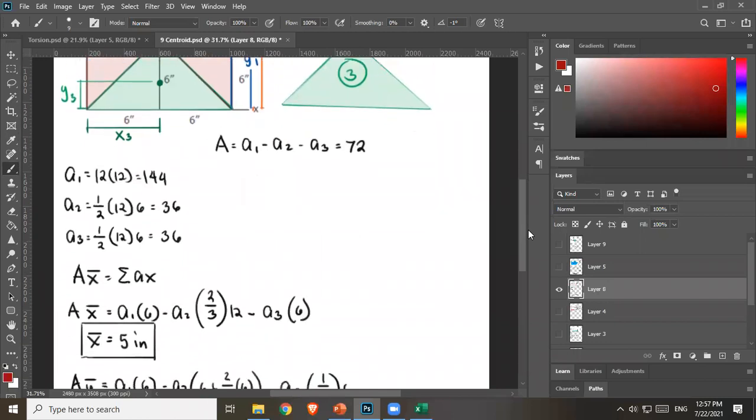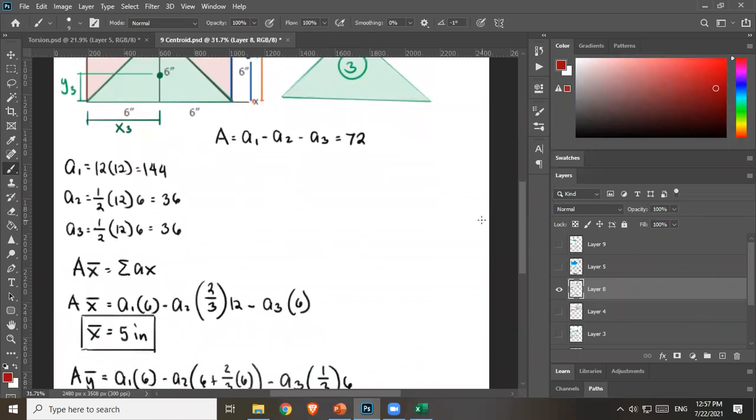Then let's answer. So remember, we had a sign convention where if distances are to the left and below your reference axis, your distance is negative. Same thing with area. If your area is empty, that is also negative. Okay, let's do that. So AX bar equals summation of AX.